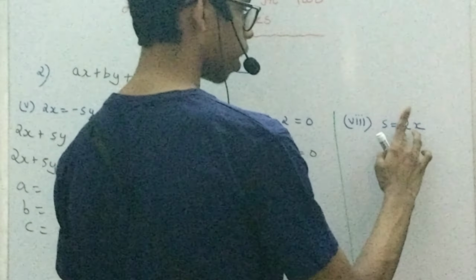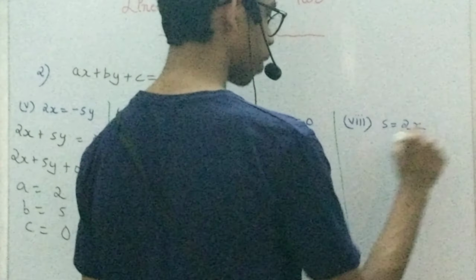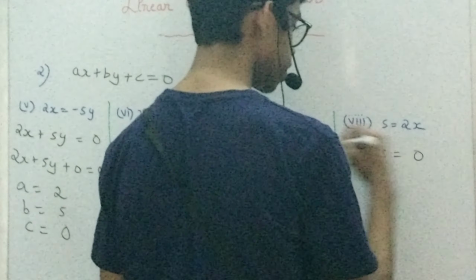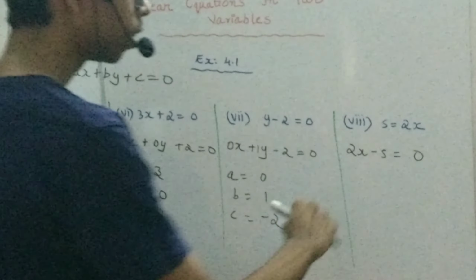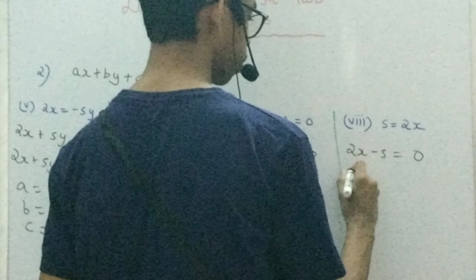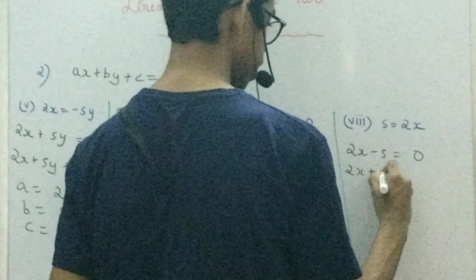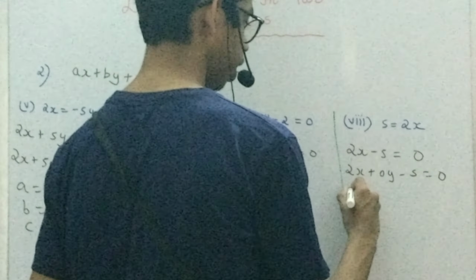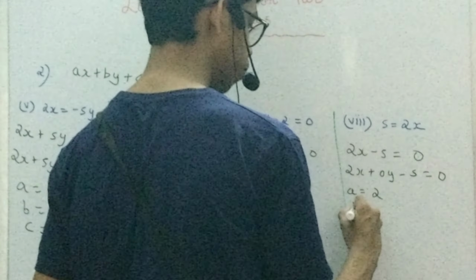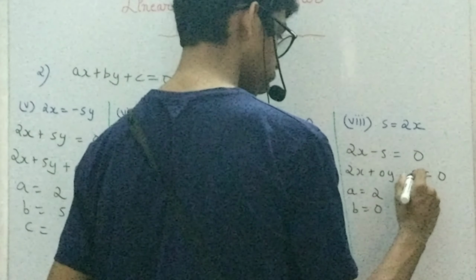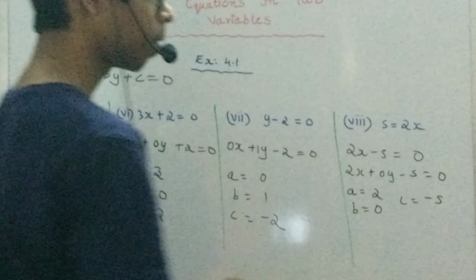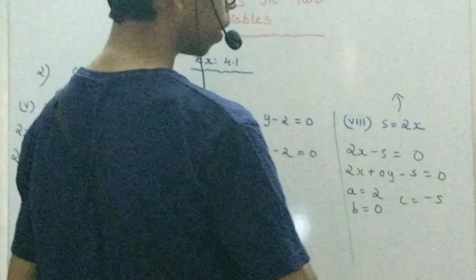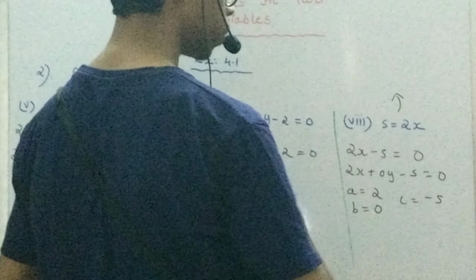Okay, now the 8th one is 5 is equal to 2x. Now this you can write 2x, take the 5 to the other side, so you will be getting 2x minus 5 is equal to 0. Now if you see over here, the y term is missing over here. So from here you can write 2x plus 0y minus 5 is equal to 0. So from here a we can write it as 2, b is equal to 0, c the constant term is minus 5.